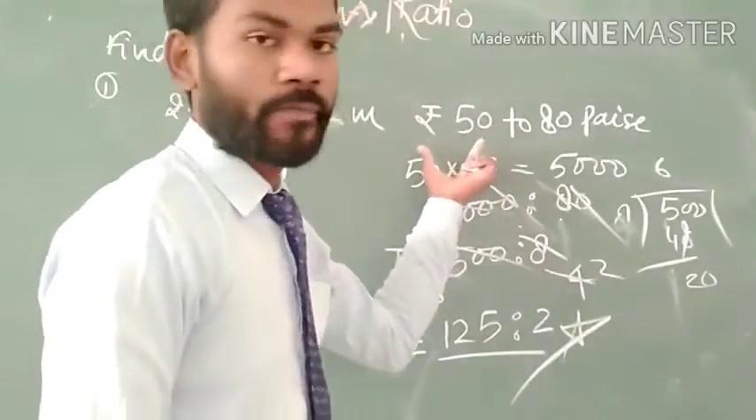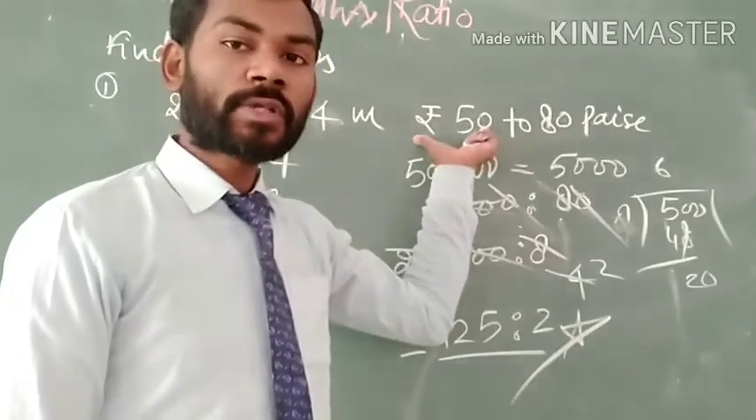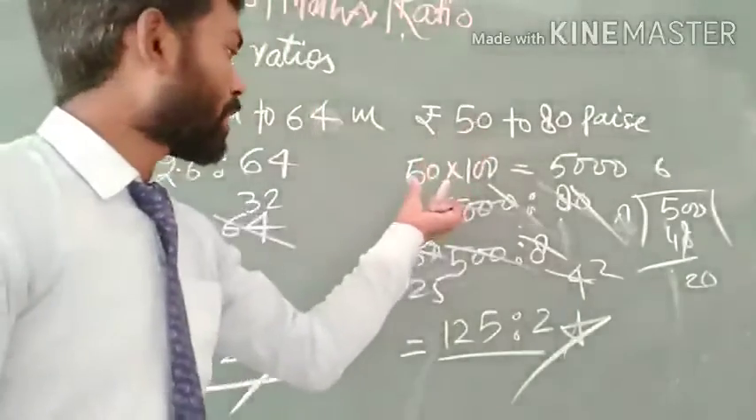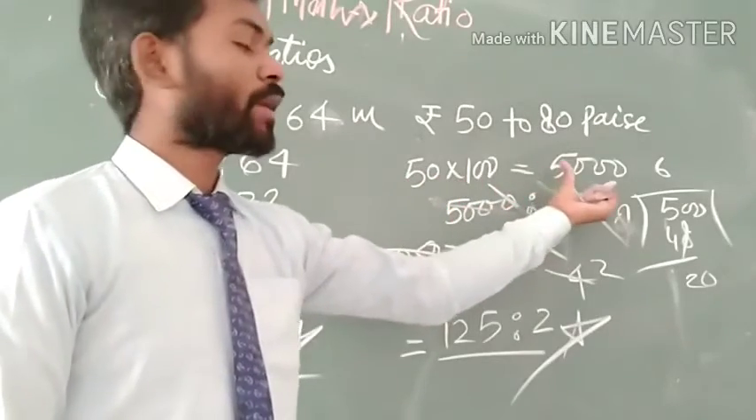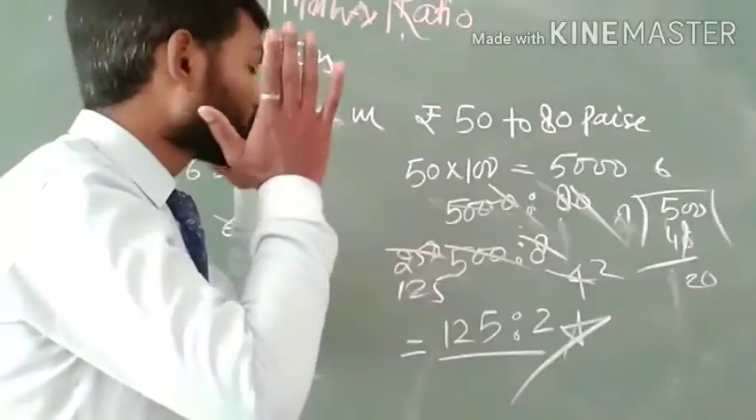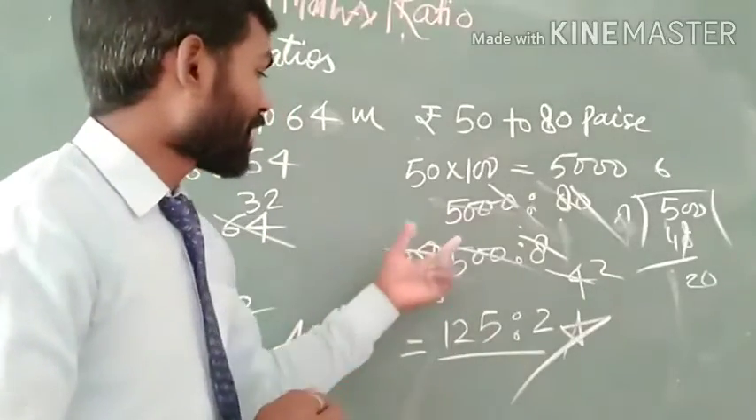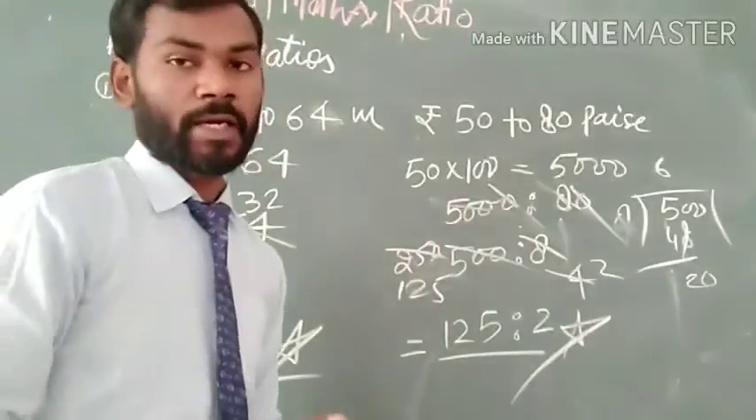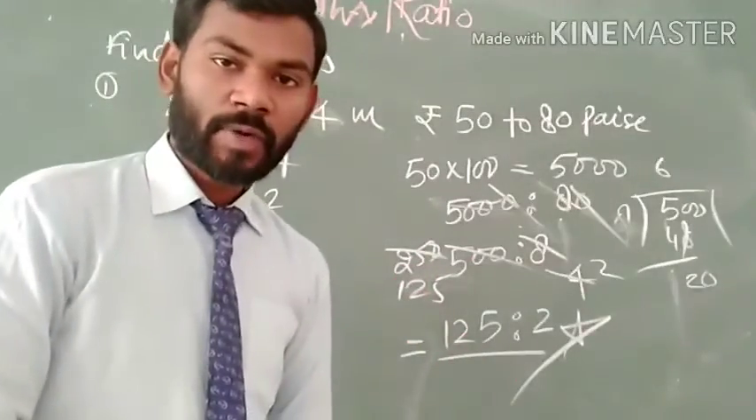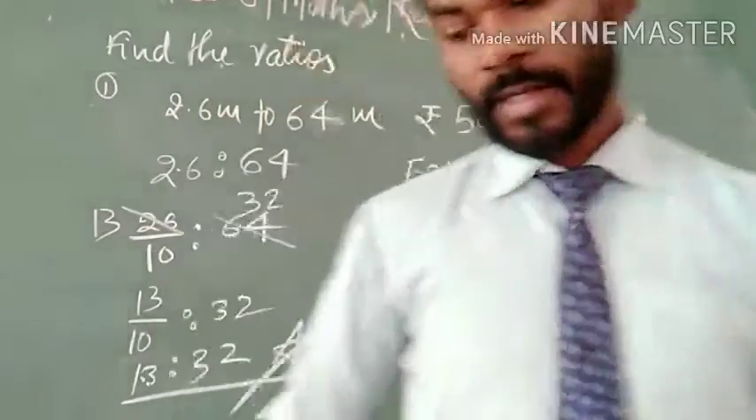Here first of all we have to change rupees into paise. Since we know that 1 rupee is equal to 100 paise, we multiply 50 by 100 and get 5000. Now both quantities have the same unit, therefore we can find the ratio, and after solving we get 125 ratio 2 as the right answer. Now let us see the next question.